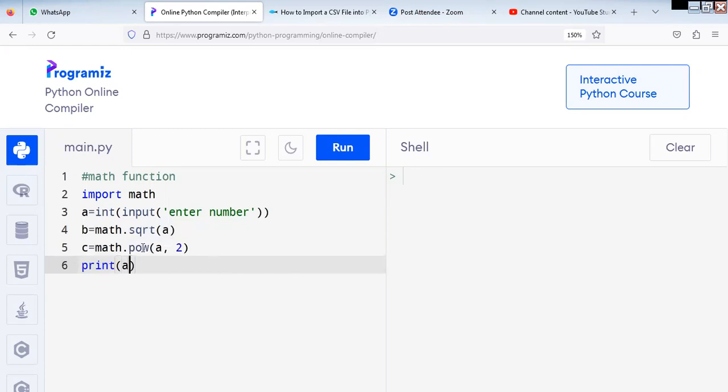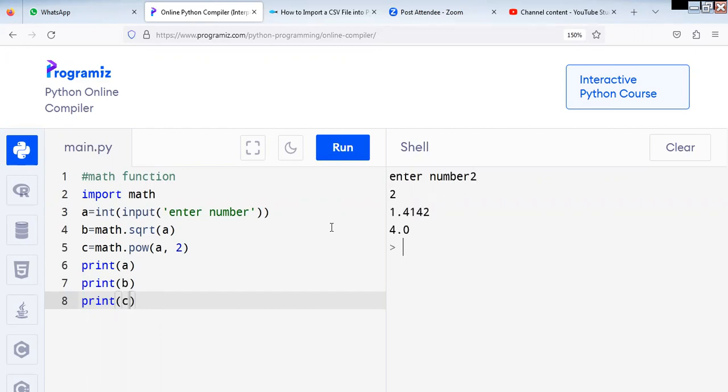a, then you print b, you print c. Let us see what happens. Enter the number. I am entering 2. So what is the square root of 2? 1.41. What is the square of 2? It is 4.